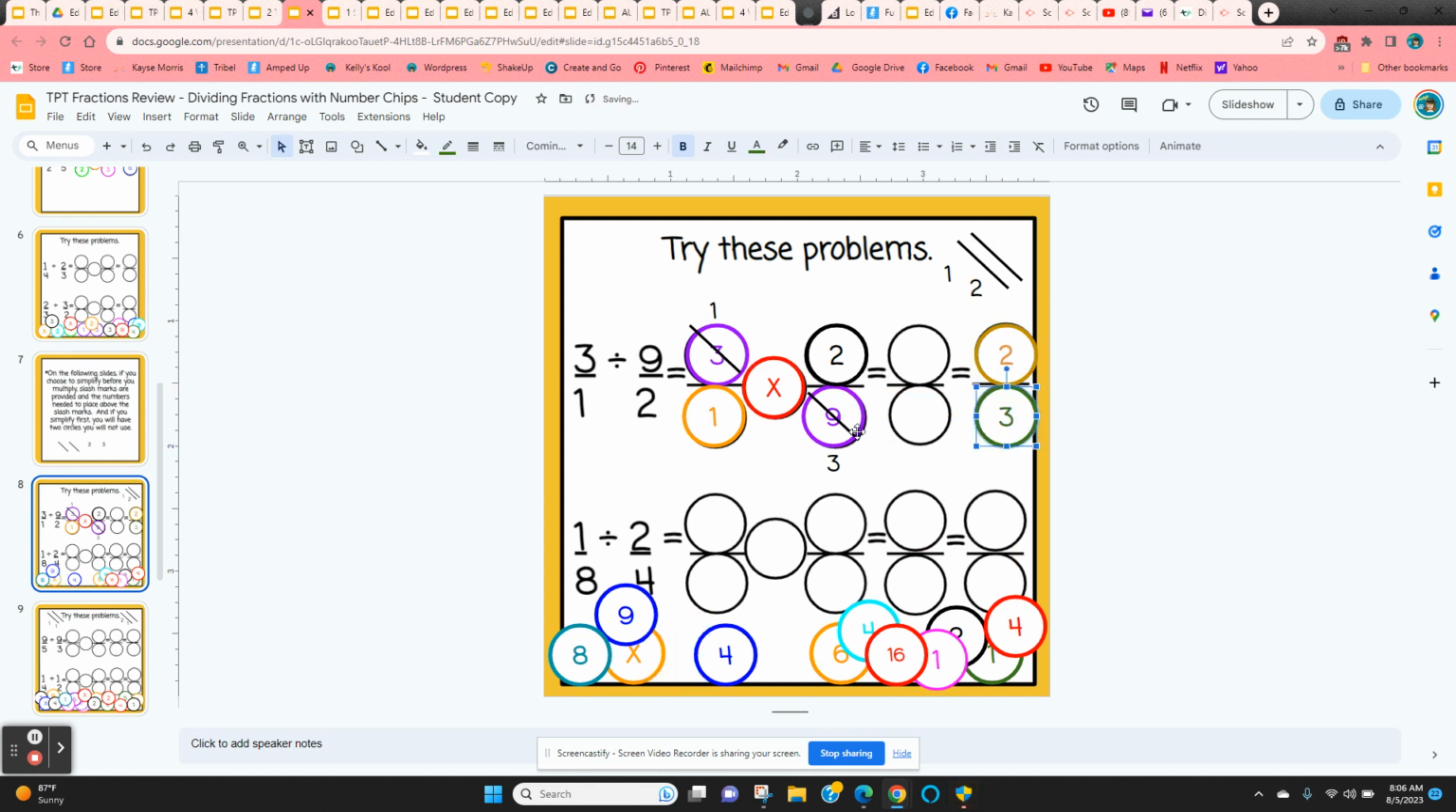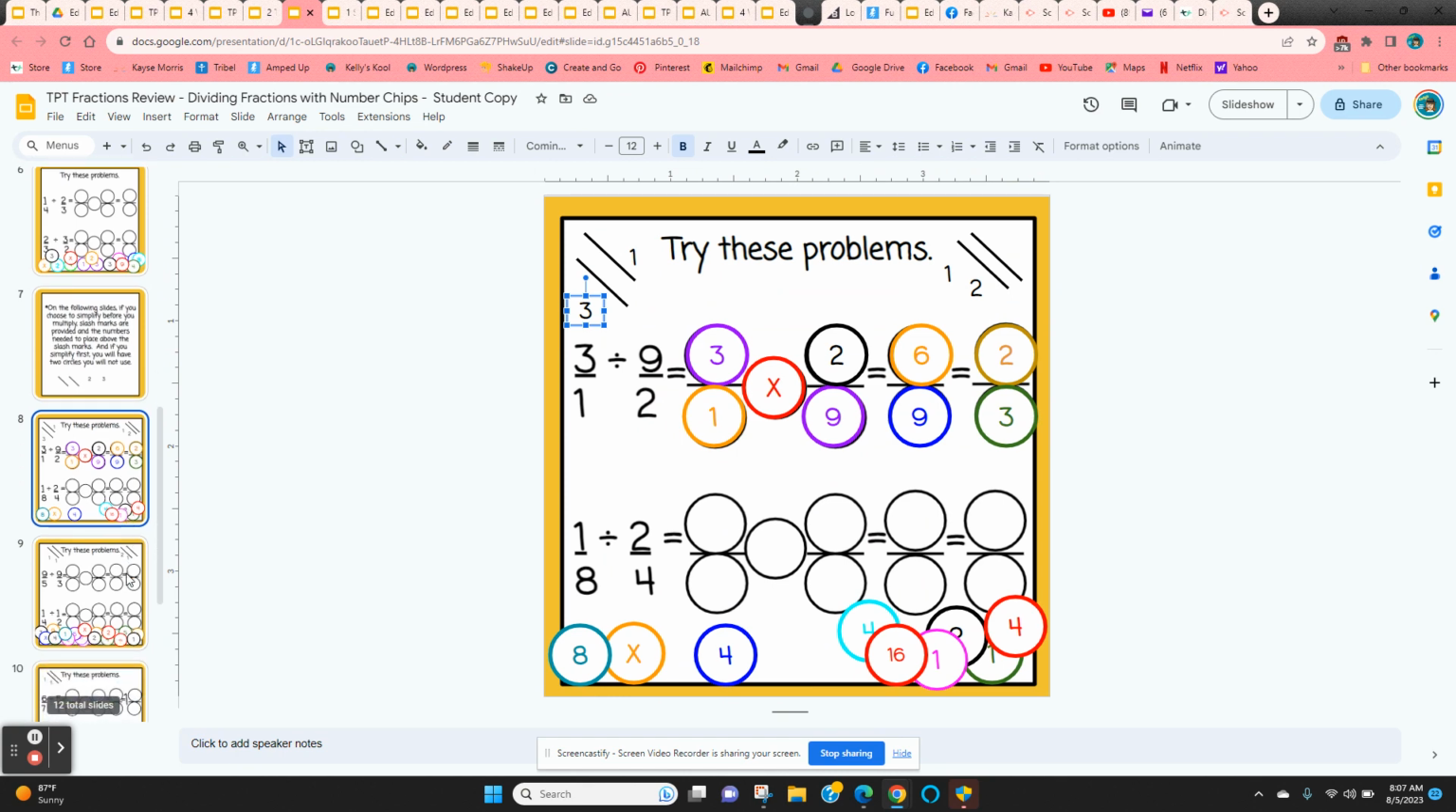Now, if the students aren't comfortable with this method, they can always multiply straight across and then simplify. So if they did that, and whatever method the students are comfortable with, then we would get, multiplying straight across, 6/9, and then we would have to simplify to get our answer of 2/3. So if they want to simplify before they multiply, they can use these slash marks and these numbers. If they simplify before they multiply, they won't need to use these 2 chips.